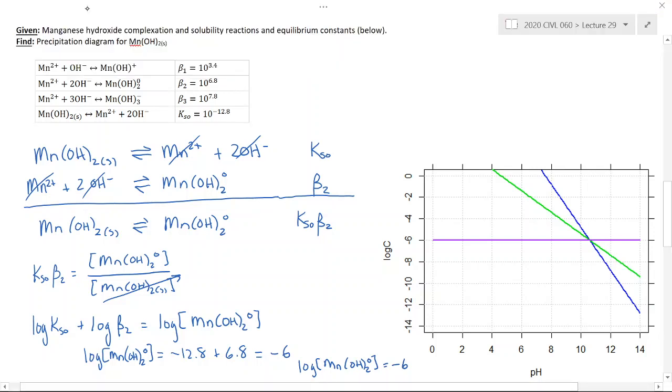This one ends up being very simple. It's a constant value, and that is shown here on the graph. So I produced this graph using our software, and in the first video we derived the line for manganese free ion. In the second video we derived the line for the complex MnOH+, and in this video we have the equation of a line for MnOH2 naught. And there you have it.